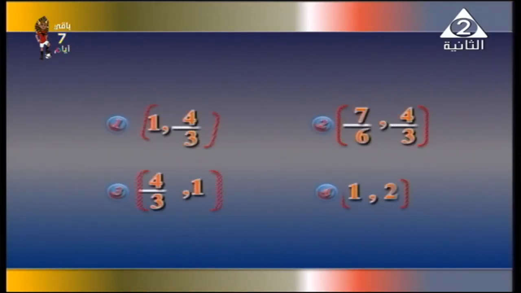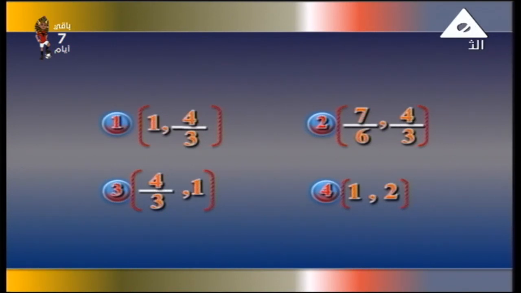But my dear student, in this example ABC is a right angle triangle at B, and we have two legs 3 and 4, and we deduce that the hypotenuse equals 5. Then look at, my dear student, the correct answer in this example. My dear student, the answer is (1, 4 over 3).